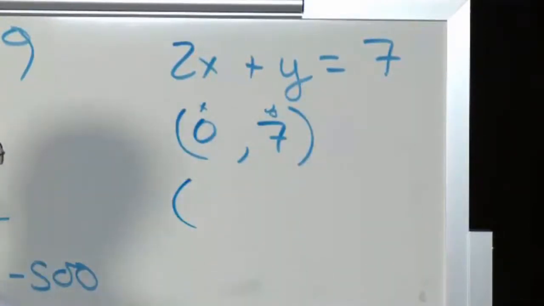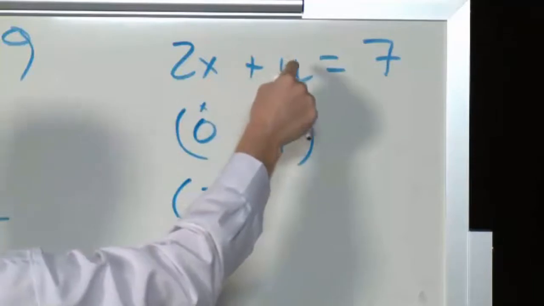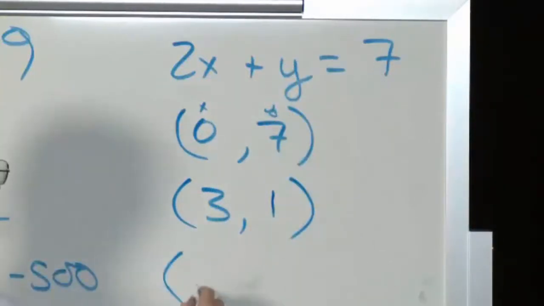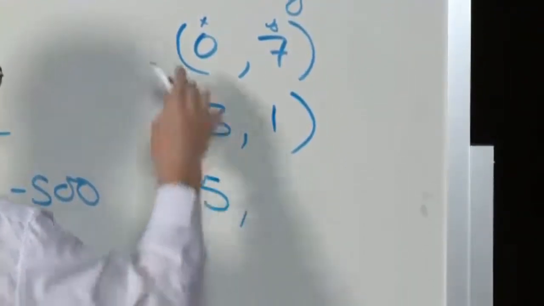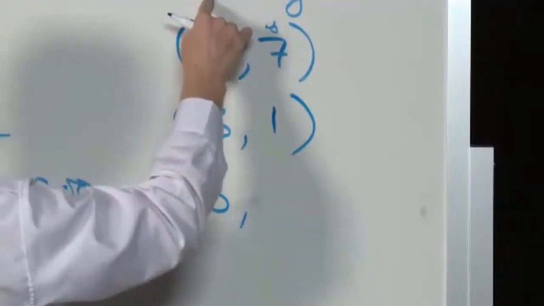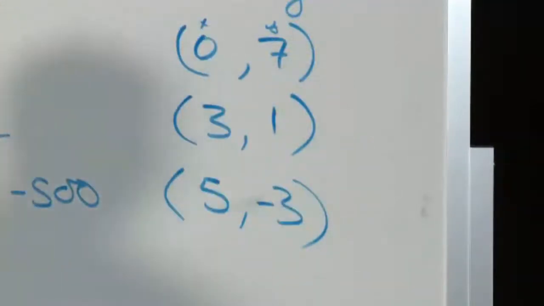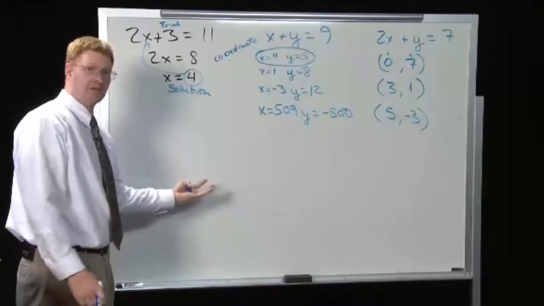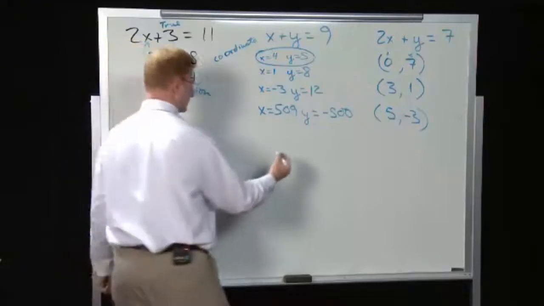What if x were 3? 2 times 3 is 6 plus, we need a 1. What if that were a 5? 2 times 5 is 10. This would have to be a negative 3. And we have a whole bunch of them. Well, this is a grand secret. We can't write them all down, but you can draw them. And that's why we've studied the charts and the graphs and all that sort of thing.